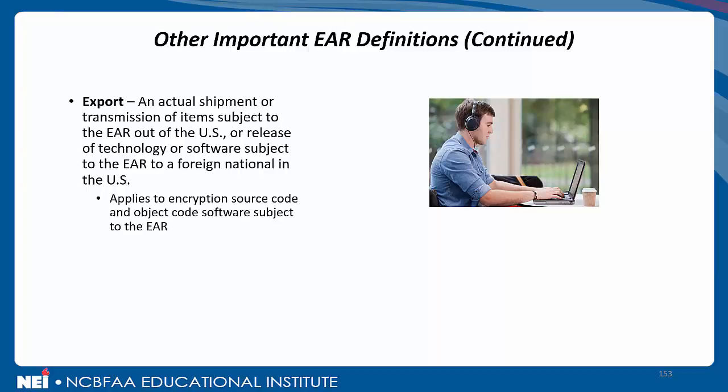Well, what is an export? We don't want to make assumptions about the EAR definition of that. Well, an export is an actual shipment or transmission of items subject to the EAR out of the U.S. or release of technology or software subject to the EAR to a foreign national in the U.S. So it can be a physical export, but also a transmission or release of technology or software that is subject to the EAR to a foreign national in the United States. This definition applies, sub-bullet point, to encryption source code and object code software that is subject to the EAR.